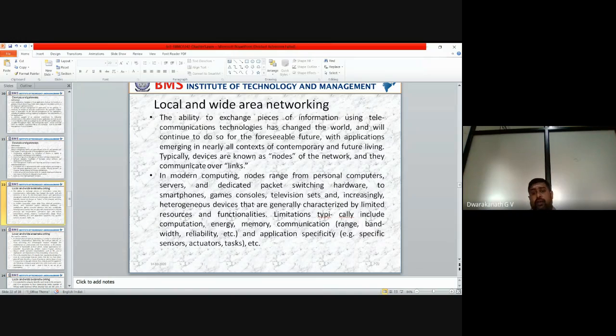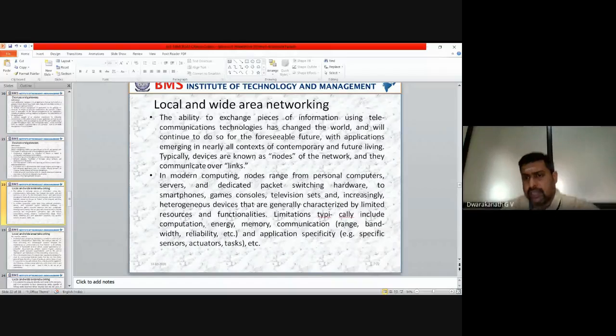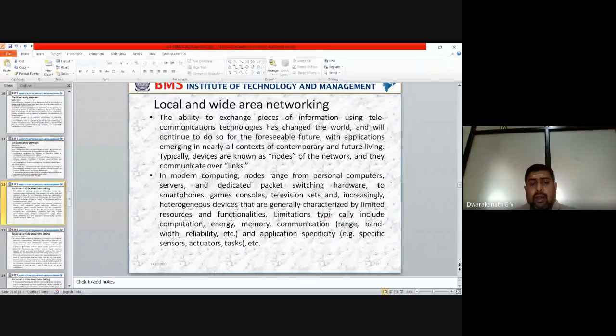And application specificity will be there. That is the example of sensors and actuators. When we come to our IoT projects, assume how many sensors we need. So how should all this wireless sensor network be maintained? I will tell you the best example.